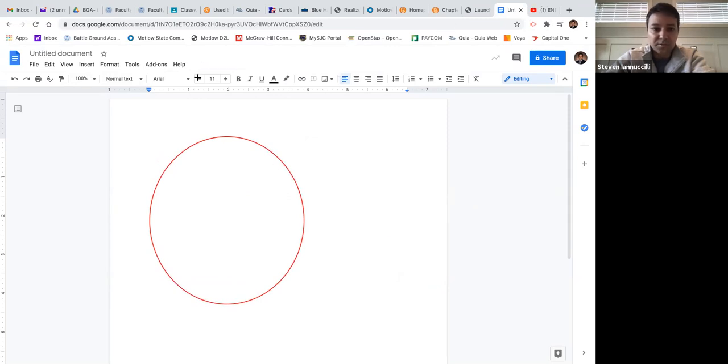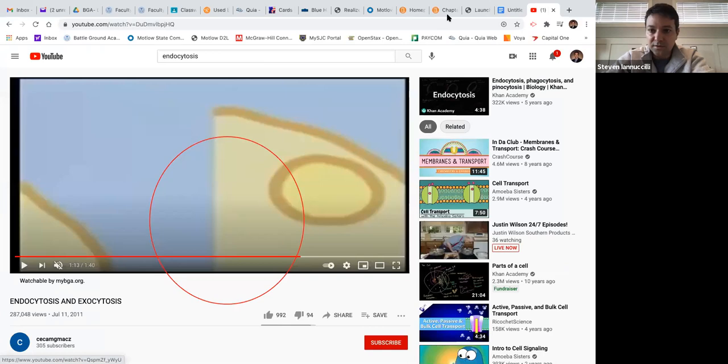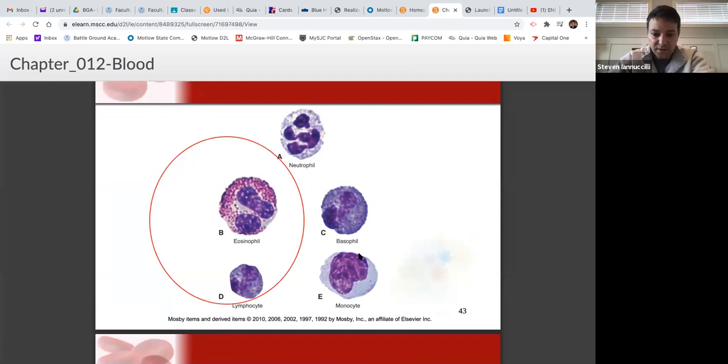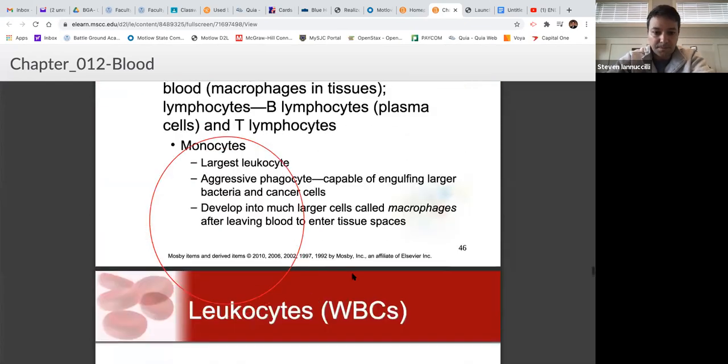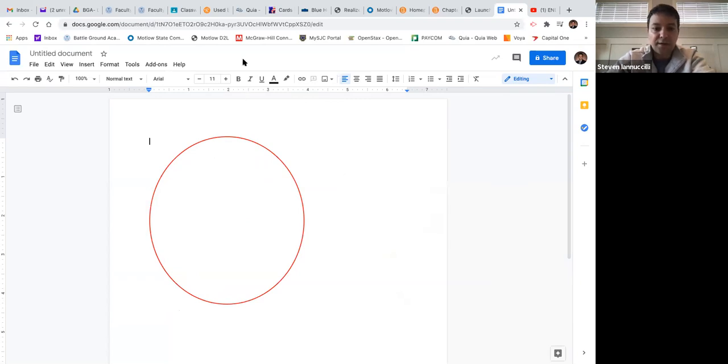If I go back up to my picture in the PowerPoint, we can see our monocyte has an extremely large nucleus. That's how you can tell a monocyte from any other cell. It has one giant nucleus in the center. And these monocytes have the ability to be something called an APC, which stands for antigen presenting cell.